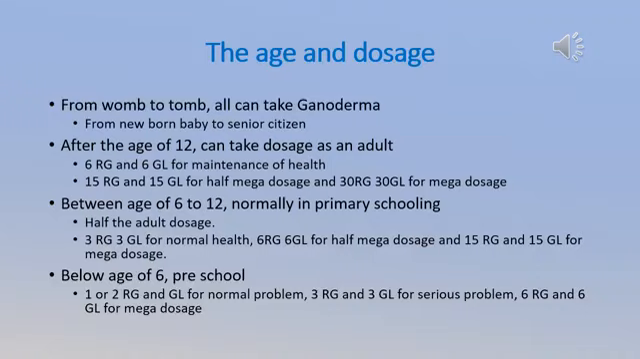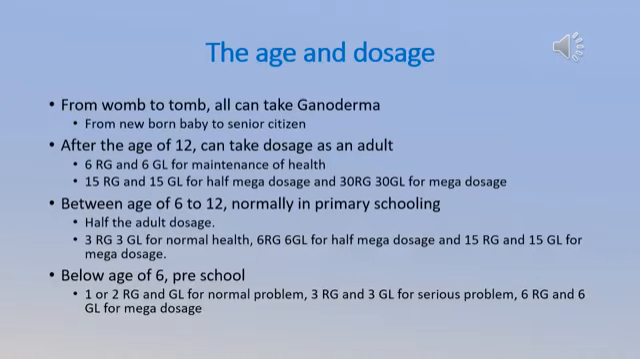So for the adult, after the age of 12, can take the full dosage. For example, 6 Rg and 6 GL for maintenance of health. Then spirulina a similar amount, or double. Then 15 Rg and 15 GL for half mega dosage, and 30 Rg and 30 GL for mega dosage. Then those between the age of 6 and 12, normally those in primary school, easier to remember, take half the adult dosage. 3 Rg and 3 GL for normal health, 6 Rg and 6 GL for half mega dosage, and 15 Rg and 15 GL for mega dosage.